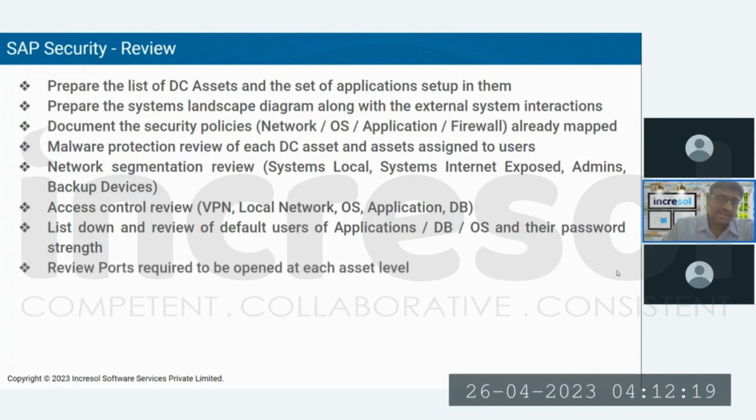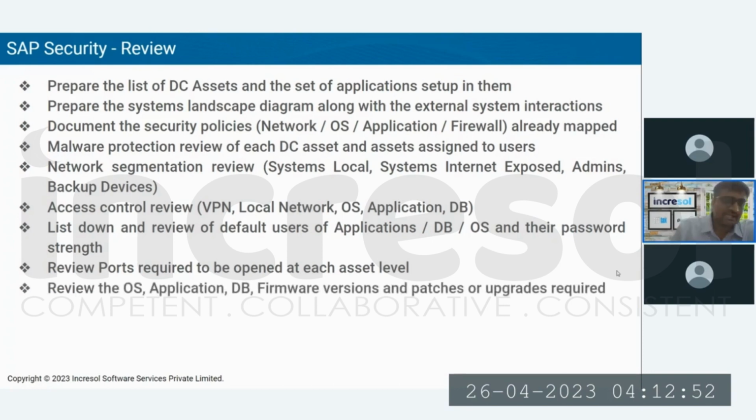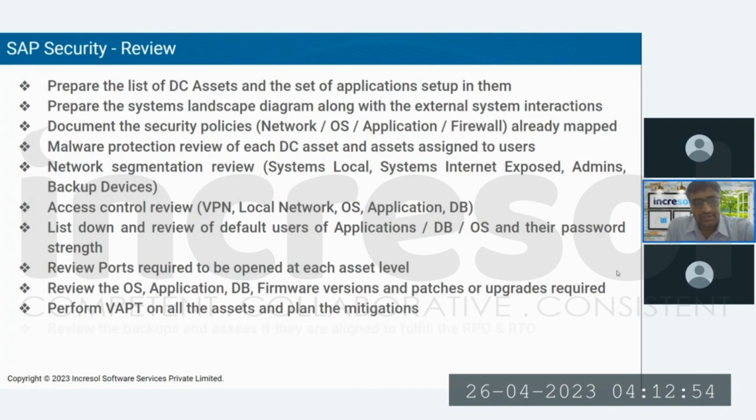And review the ports required. Even though the systems within the data center communicate with each other, it's not advisable to open all the ports between all the VMs or servers. So better to review the ports. If it's a database server, it requires only a specific set of ports. If it is an application server, it requires only a specific set of ports to communicate with the message server or the database server. So you need to whitelist only those ports when communicating with the supporting VMs or systems in the landscape. And firmware version tracking, and perform VAPT.